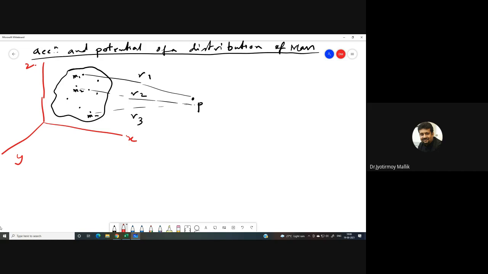Okay, so how would I write the expression for AG then? AG should be essentially the accumulation of all the gravitational acceleration of all the point masses. So that is like capital G M1 by R1 square R, minus G M2 by R2 square R, minus G M3 by R3 square R, and so on and so forth.